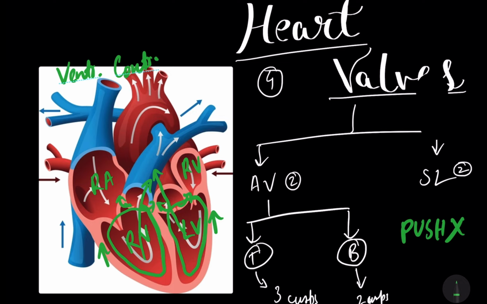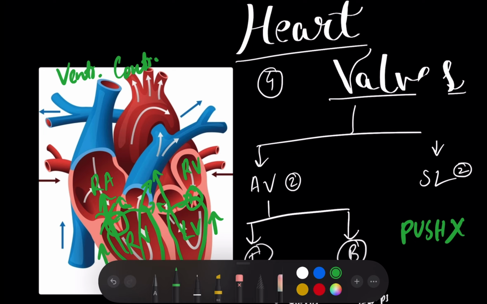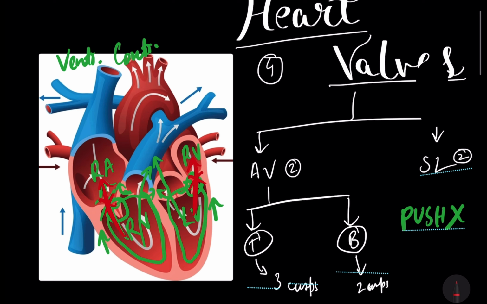Also, the atrioventricular valves are instrumental in this case, over here and over here. What they do is these cusps close, and they prevent the backflow of blood. They do not allow the backflow of blood. If there had been any backflow of blood, the ventricles wouldn't have been able to pump the blood efficiently.